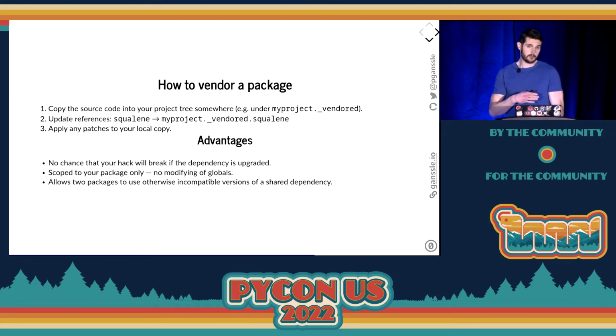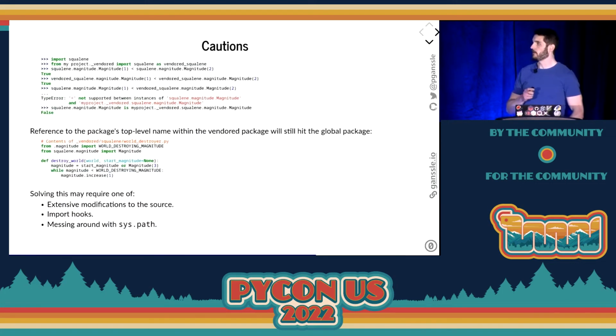It has a lot of the same problems as monkey patching, except that here you're not modifying the global namespace. So it's just scoped to your package, and you don't have to worry about the dependency breaking your patches because you control when the dependency gets upgraded. This is also useful because it allows two packages to use otherwise incompatible versions of a shared dependency. So if your library depends on library A and then library B also depends on library A, but B needs version 2 and you need version 1, you can vendor version 1 and let B use the global version of it.